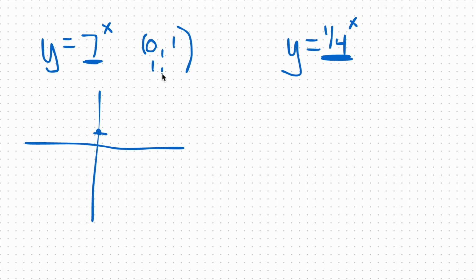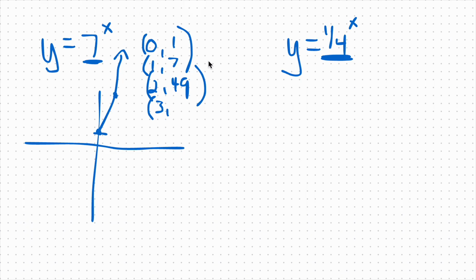Let's plug in 1. 7 to the power of 1 is 7. So (1, 7). We're just going to do kind of a sketch. If I did 2, well, 7 to the power of 2 is going to be 49. This is going to start increasing exponentially here. So what I know is it's going to start really going up pretty rapidly. Even if I did 3, 7 to the power of 3, or 7 to the power of 4, those are going to start being big, big numbers. So this is going to start increasing really rapidly.